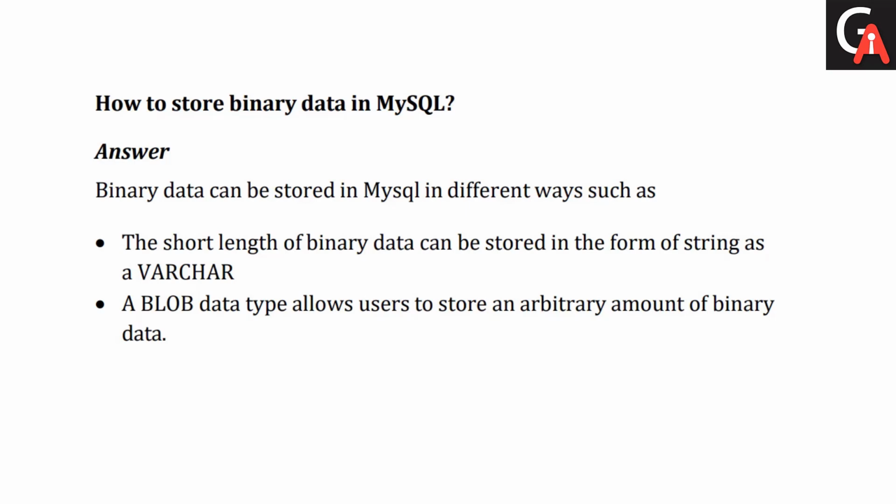So binary data can be stored in MySQL in different ways. The first one is, a short length of binary data can be stored in the form of a string as varchar. And the second, if you have a large image file, then we will use the blob data type. The binary large object data type is used to store the binary data. Clear? Let's move forward.